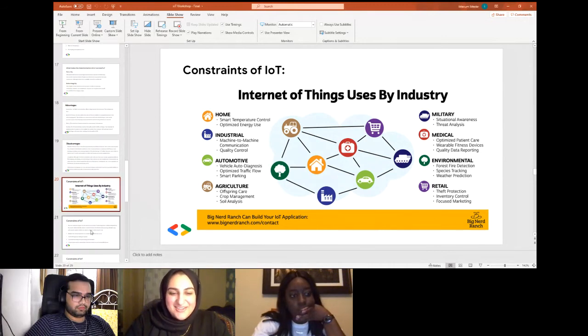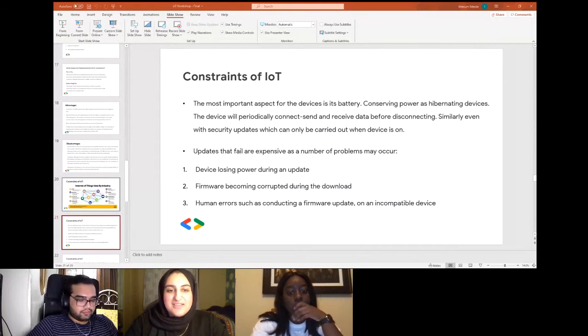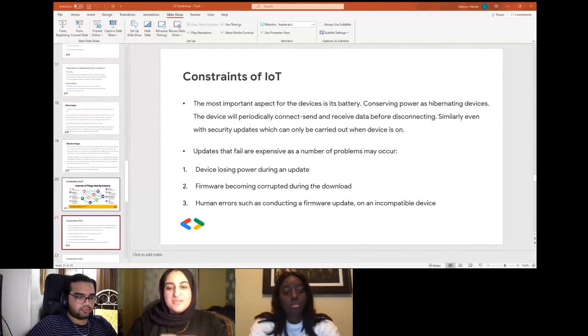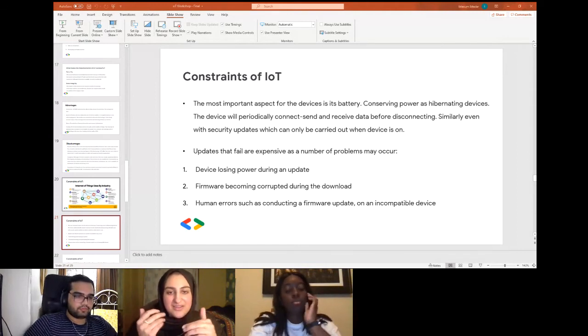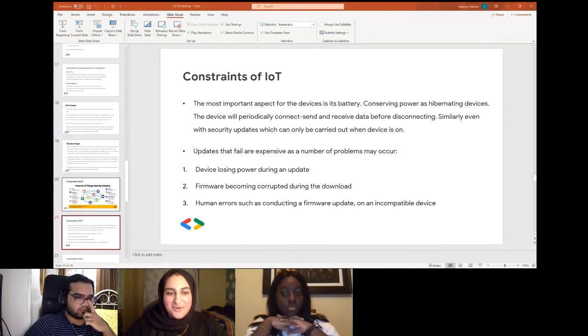Now moving on to the constraints of the Internet of Things. Obviously the most important aspect is its battery life, just because it's put in places where you don't want to keep recharging it or checking its battery. So it tries to conserve power as much as possible. One of the ways it does this is by putting its devices into a hibernating mode. This means that periodically it will connect and disconnect with the Wi-Fi, and the sending and receiving of signals is very on and off, you could say.